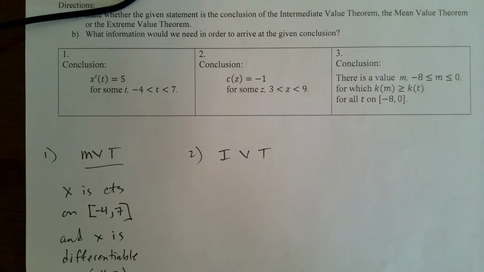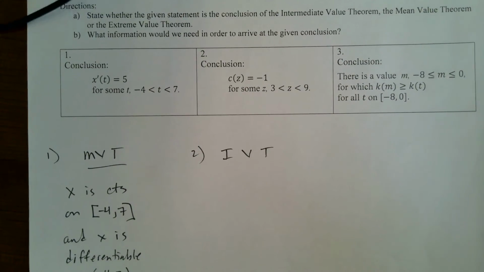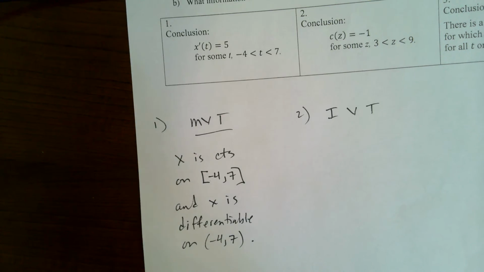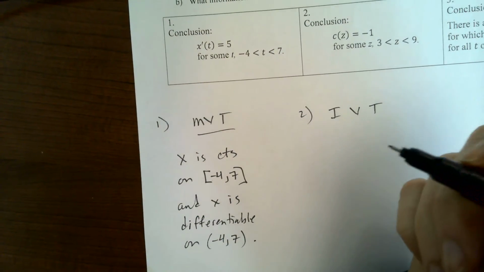Actually, oh shoot. For the mean value theorem, I wanted to say more. Darn it, I forgot what information we need in order to arrive at a given conclusion. Okay, shoot. Okay, I have to redo the answer key, shoot.